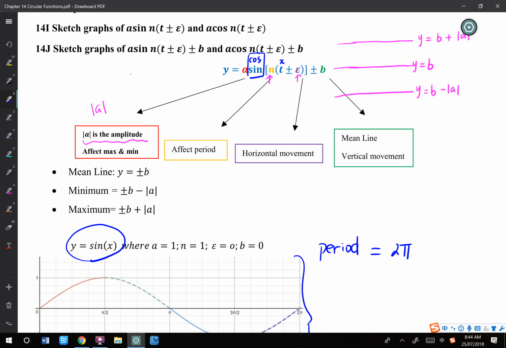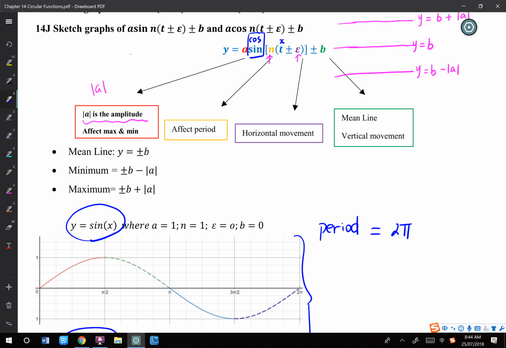Okay, the second thing is to decide the period of this graph. n is pushing this way or stretching this way. Pushing or stretching, so the period will be affected. Originally it's 2 pi, right? If you get pushed inside, then it's not 2 pi anymore. Or stretched longer, it may become 3 pi or 4 pi. So that is affected by n.